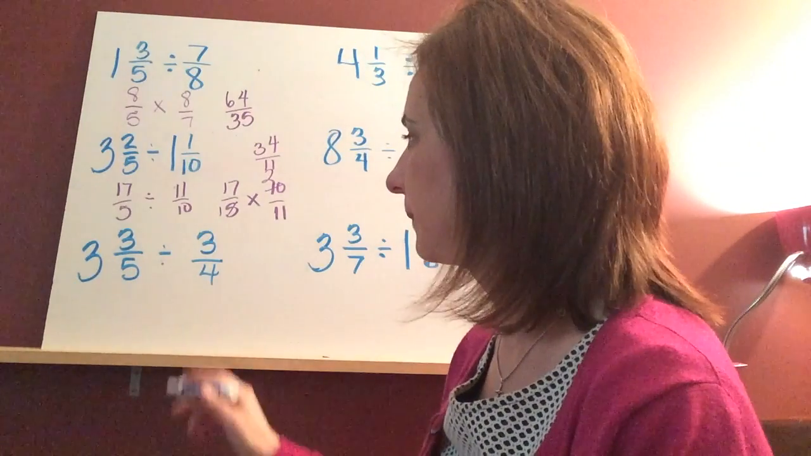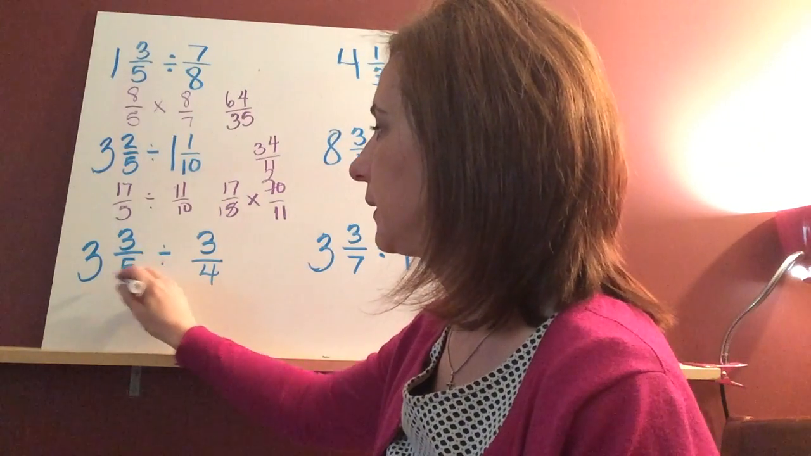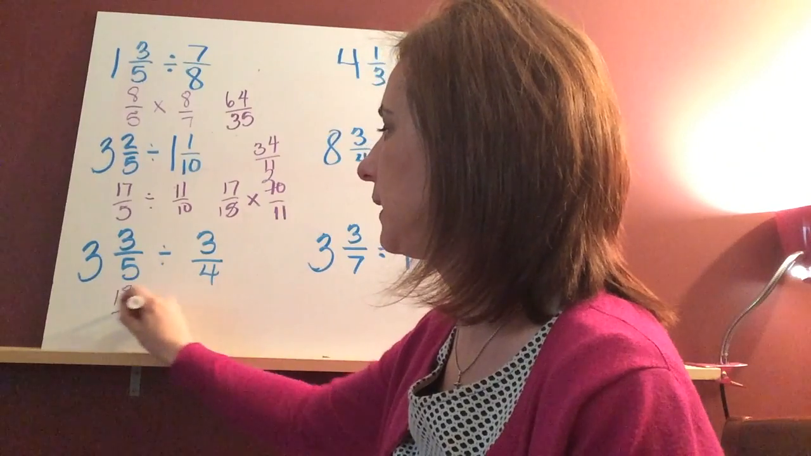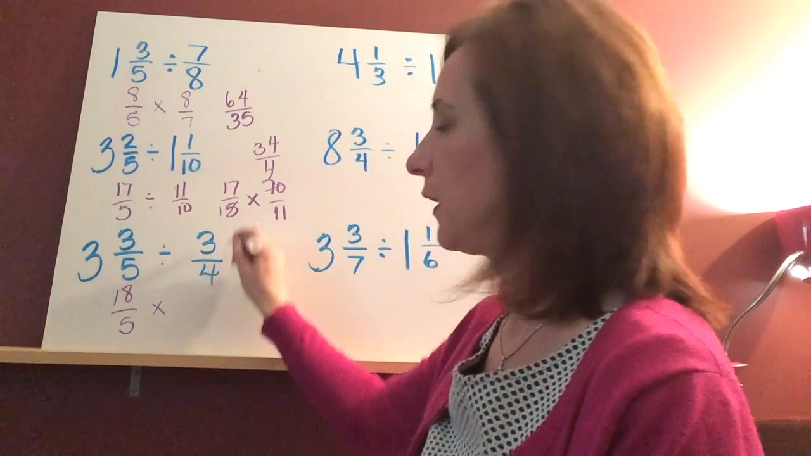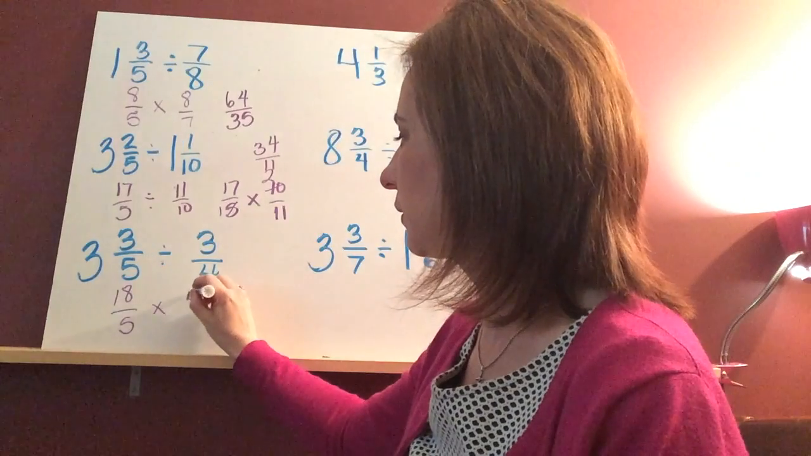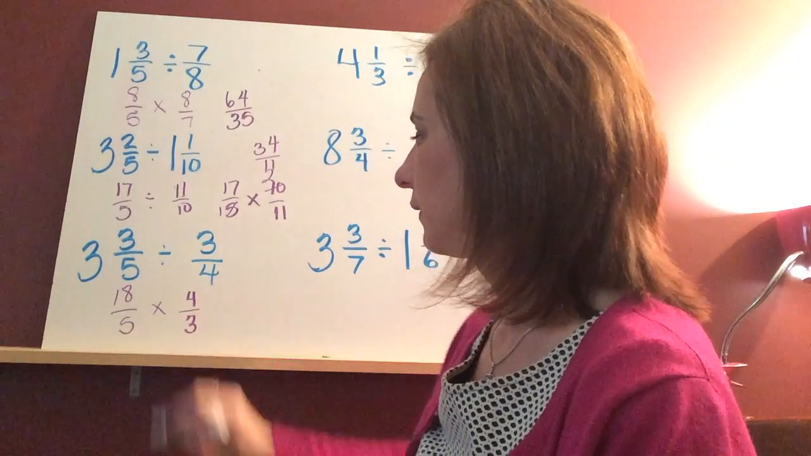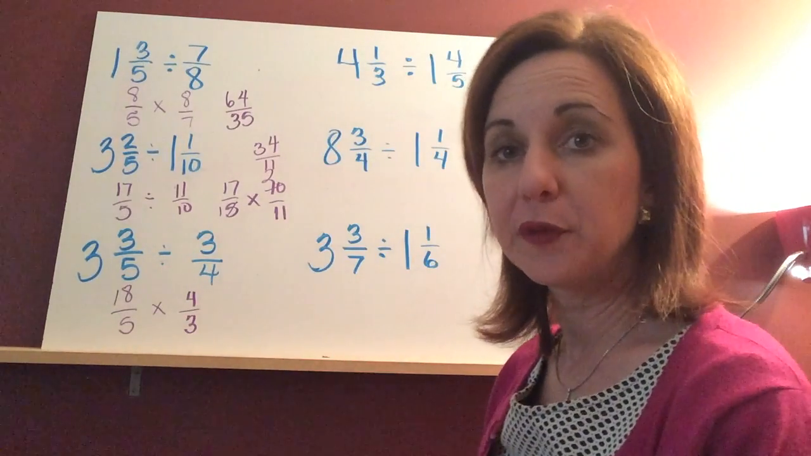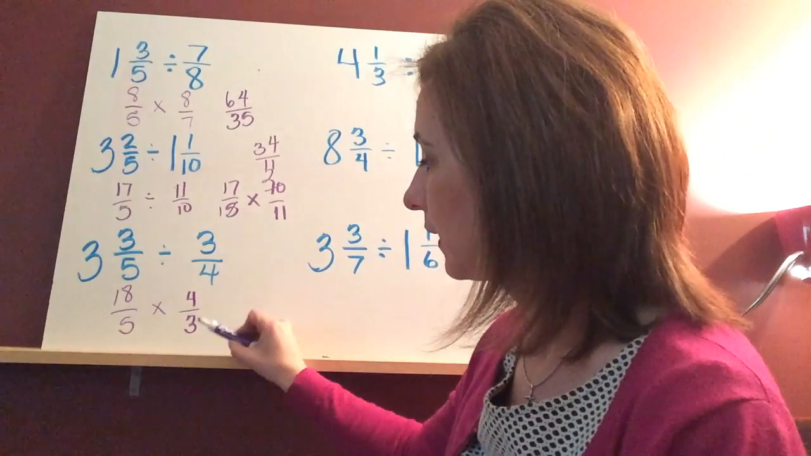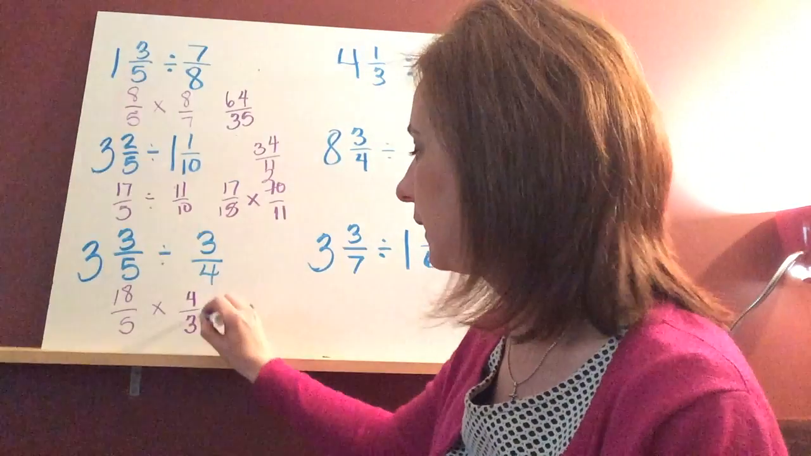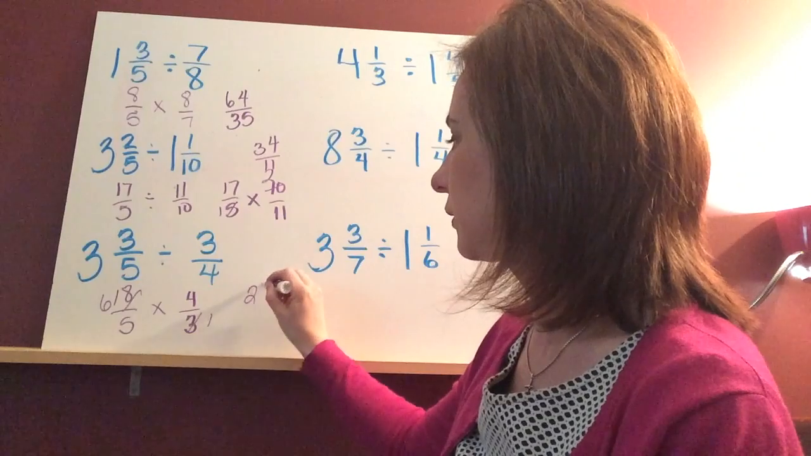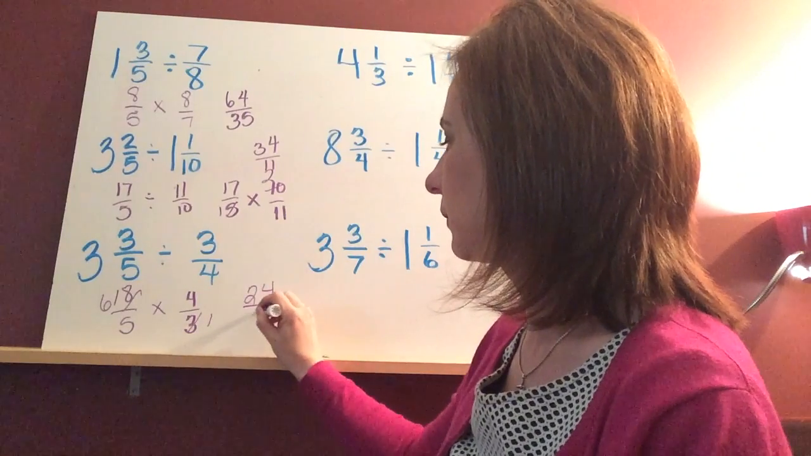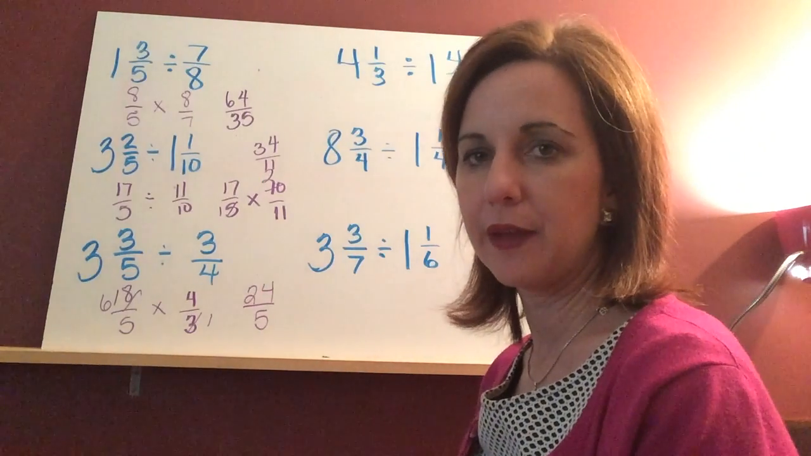Let's try the next one. 3 3/5. This is 15, 16, 17, 18/5. Switch to multiplication. Flip to the reciprocal. 4/3. Look for something to simplify. 3 and 18. 1 and 6. 6 times 4 is 24. 5 times 1 is 5.